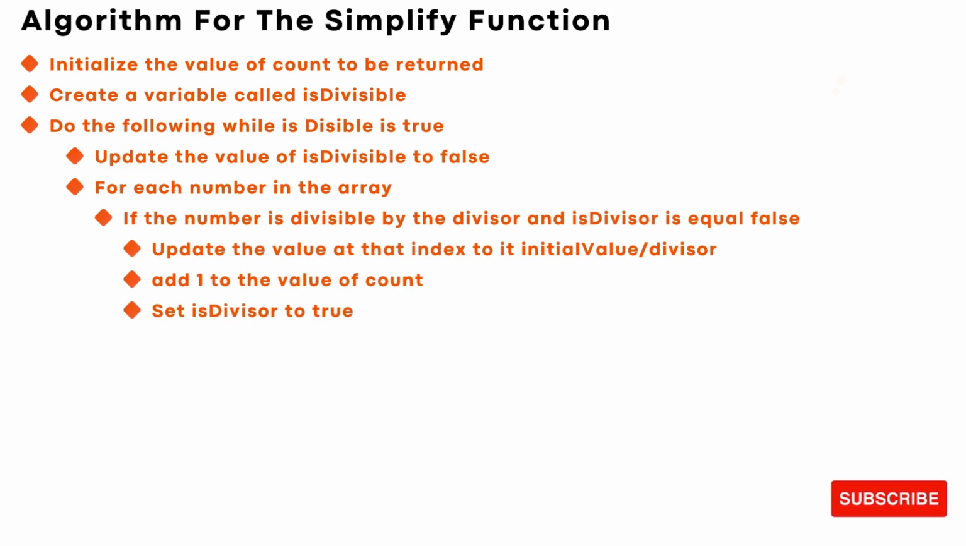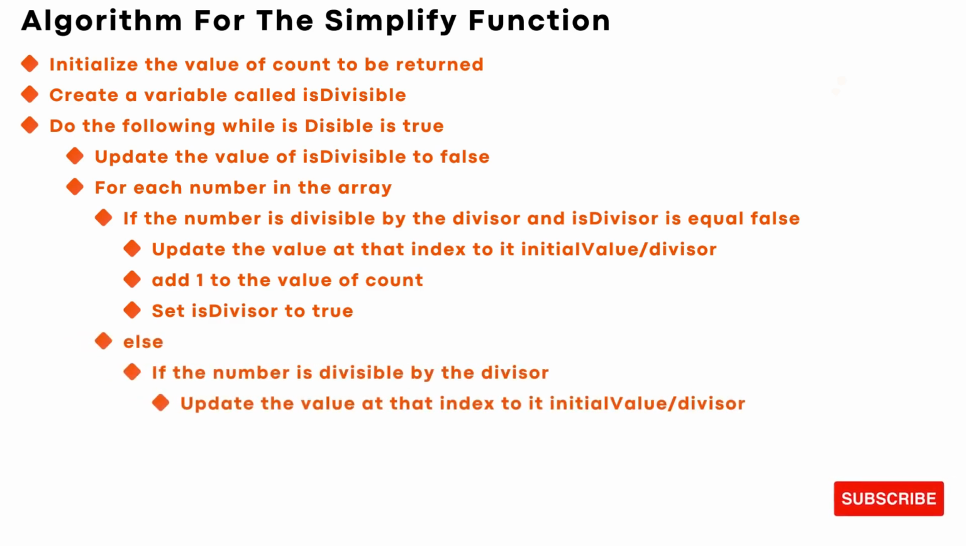Update the value at that index to its initial value divided by the divisor, add 1 to the value of count and set is divisible to true. Else, if the number is divisible by the divisor, update the value at that index to its initial value divided by the divisor also. And at the end of the day, we return the value of count. So that brings us to the end of the algorithm part. Now let us look at the implementation in IntelliJ.